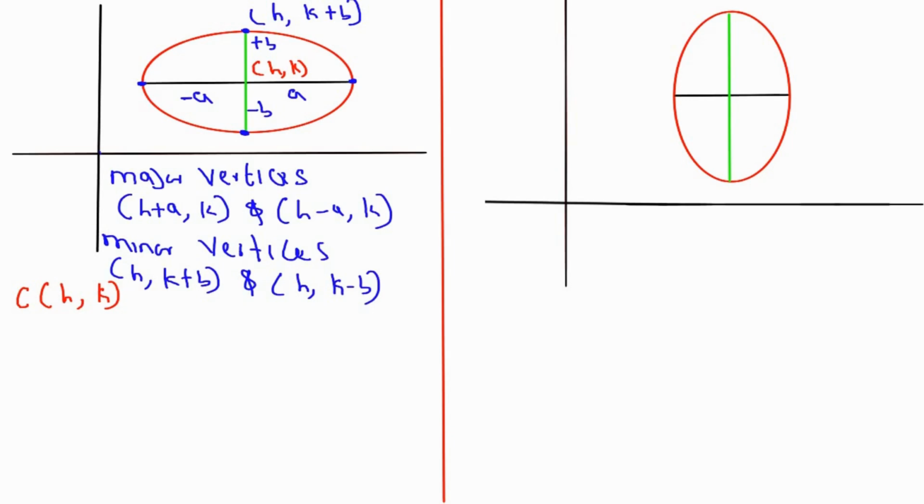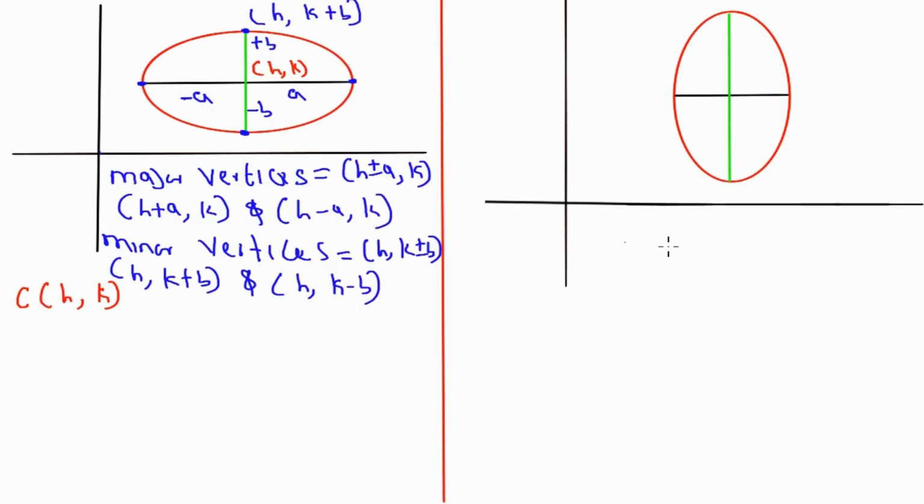Perfect. Now, in a compressed form, the coordinates of the major vertices equal h plus or minus a, comma k, and the minor vertices equal h, comma k plus or minus b. So the choice is yours. So the major vertices and the minor vertices are cleared, for an ellipse that is horizontal in orientation and not centered at the origin.